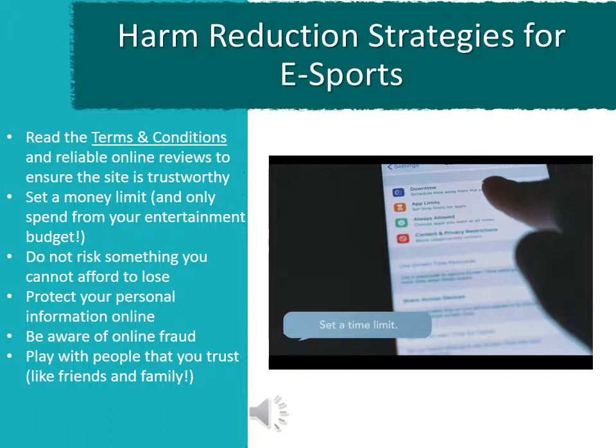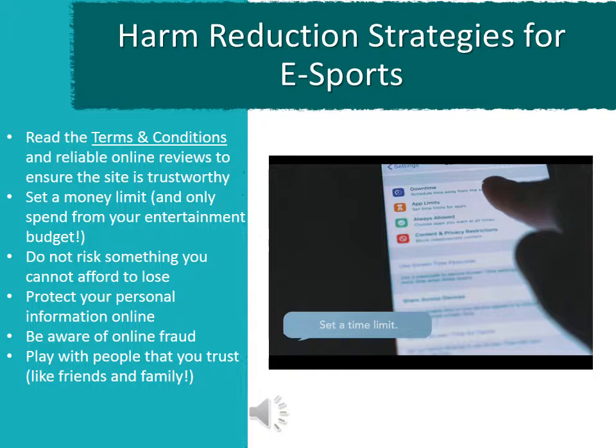Here are some ways we can reduce the harm with this activity. First, read the terms and conditions and read reliable online reviews to ensure the site that you're using is trustworthy. It may be a good idea to only participate in esports betting with people that you trust, like your friends and family. Set a money limit or a skin limit and only spend from your entertainment budget. Remember, don't risk something that you cannot afford to lose.